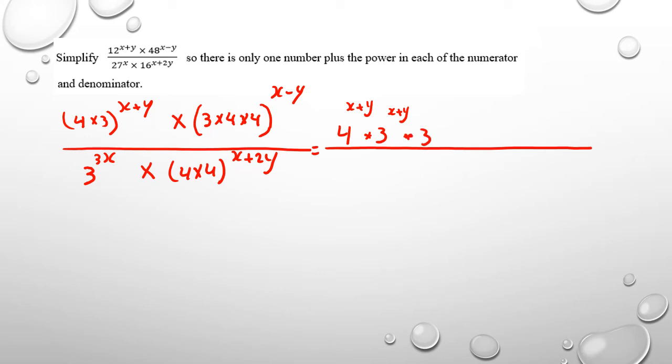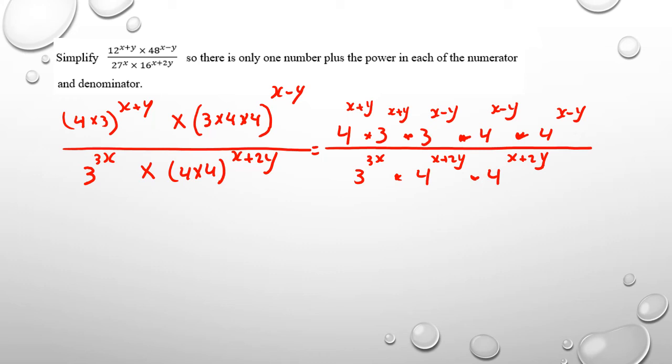Multiplied by 3 to the power of x minus y, and then multiplied by 4 to the power of x minus y, and then another 4 to the power of x minus y. The bottom is 3 to the power of 3x, multiplied by 4 to the power of x plus 2y, multiplied by 4 to the power of x plus 2y.